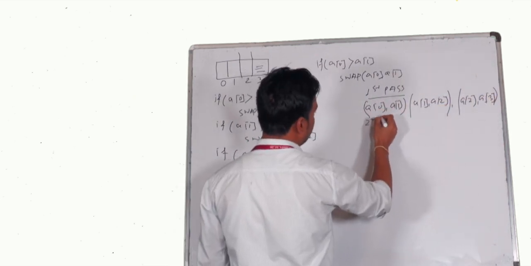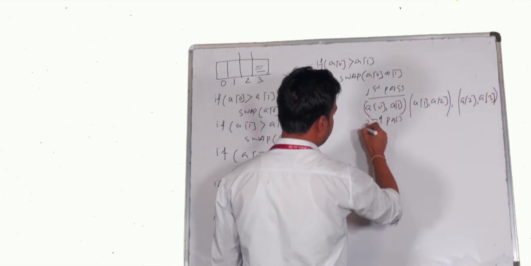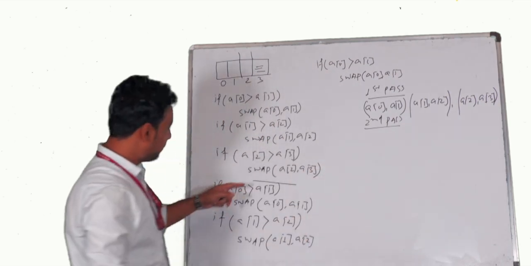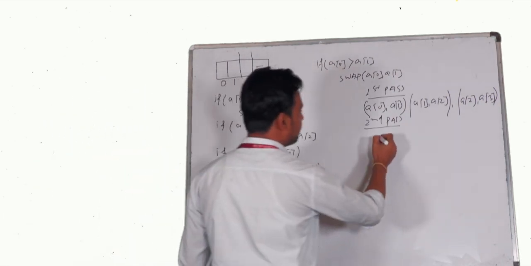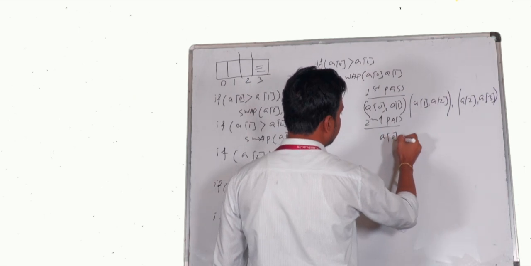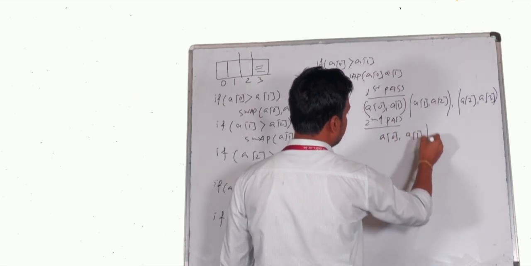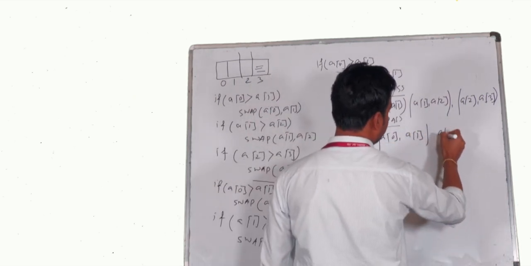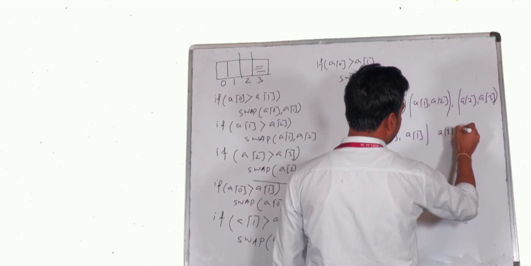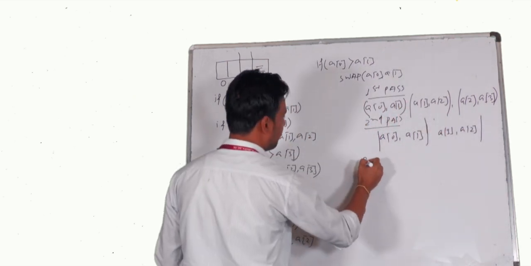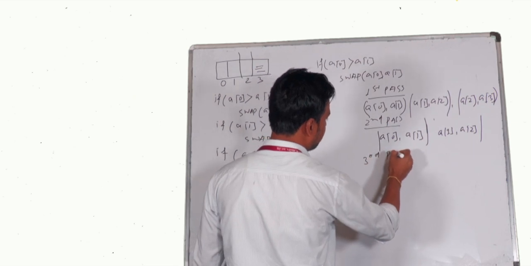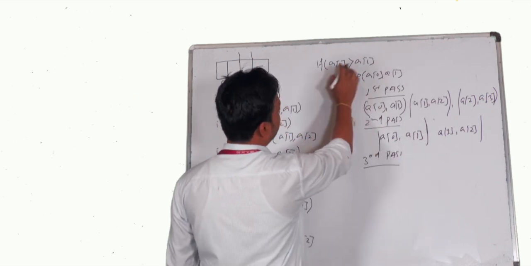Then for second pass, what we are doing, we are comparing A of 0 with A of 1 and A of 1 with A of 2. Right. For third pass, what we are doing, we are comparing A of 0 with A of 1.